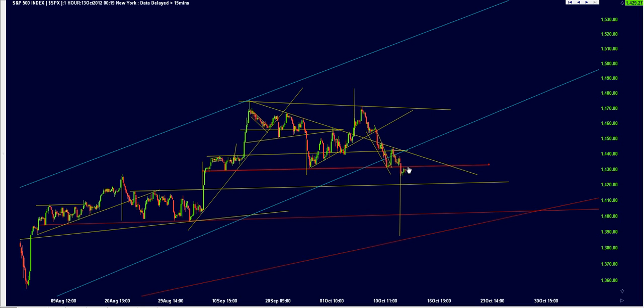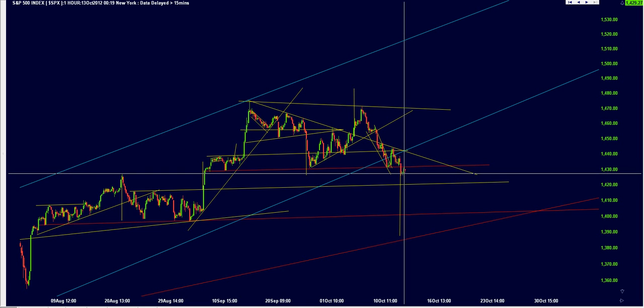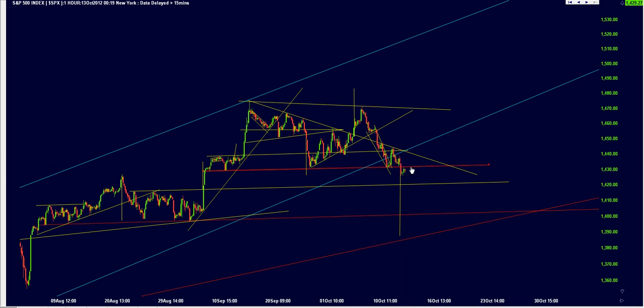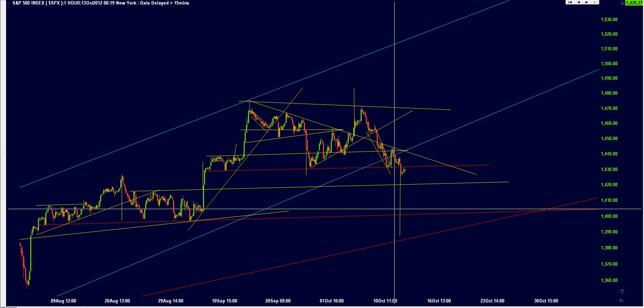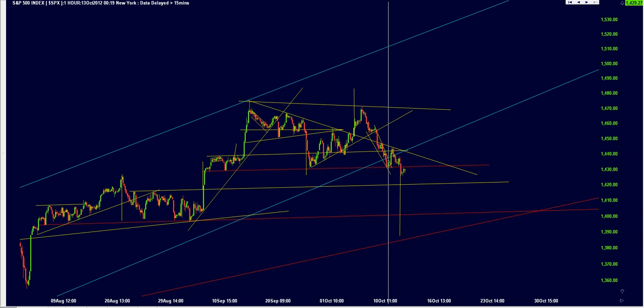Now, technically speaking, when you have an area that has served as support for some time, after breaking through a neckline, the tech book does say that this line would then act as strong resistance and that we should encounter at least one backtest before coming back down to meet the target. So that fairly much wraps up the update for the S&P 500. Just be careful if you are long in this market, because I'm pretty bearish on this market right now.